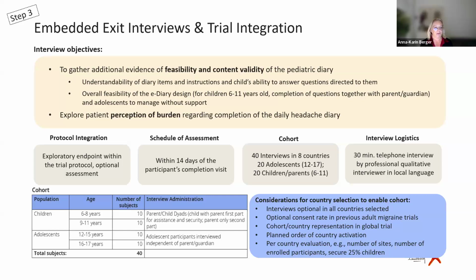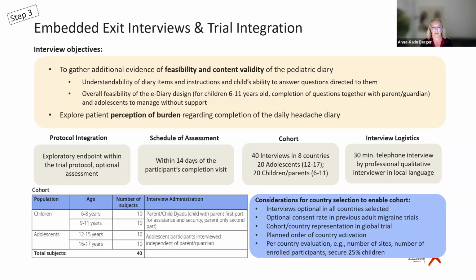The exit interviews are integrated in the protocol as an exploratory endpoint, and we decided that the interview should be optional. The interview will take place within 14 days of the participant's completion visit. The cohort is 40 interviews targeted in 8 selected countries, with 20 adolescents and 20 children. The interviews will consist of a 30-minute telephone interview by a professional qualitative interviewer in the local language.